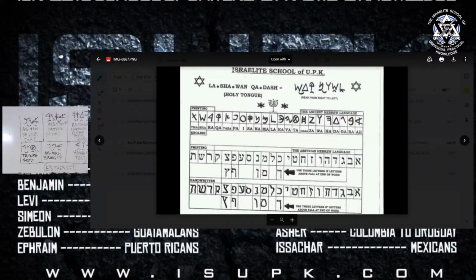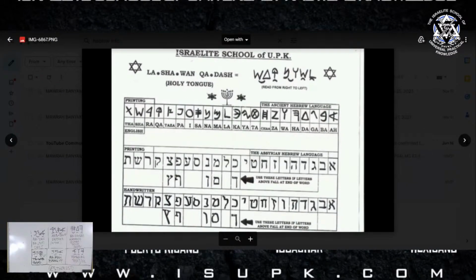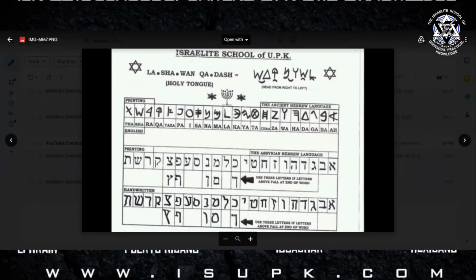They were copying what the oppressor does. They weren't doing what you know today as Hebrew Israelite. They were doing Judaism. They were practicing.